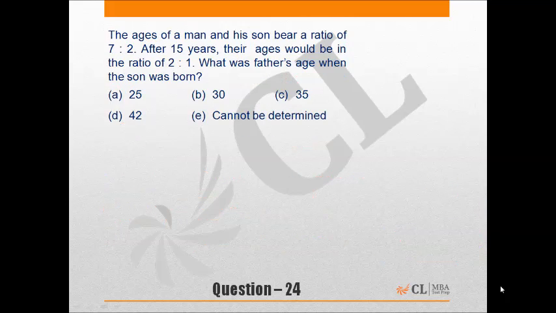Question 24. The ages of a man and his son bear the ratio of 7:2. After 15 years, their ages would be in the ratio of 2:1. What was father's age when the son was born? Again, our standard way of solving this question would be, let the age of the father be 7x and the son be 2x. After 15 years, plus 15 for both of them.